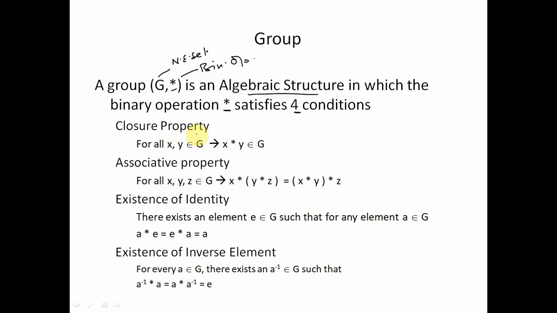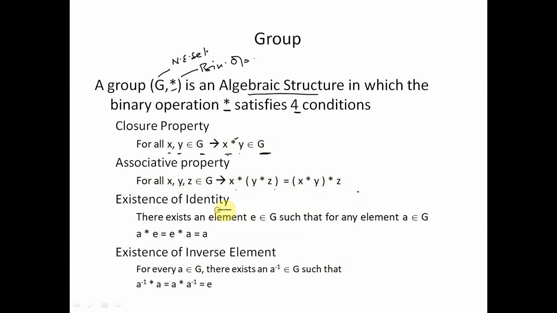First one is the closure property. Closure property essentially means if there are two elements x and y belonging to the group G, then the result of x and y being operated on by the binary operation star, that is x * y, also belongs to G. Associative property: if I have x, y and z belonging to G, it implies that (x * y) * z is equal to x * (y * z).